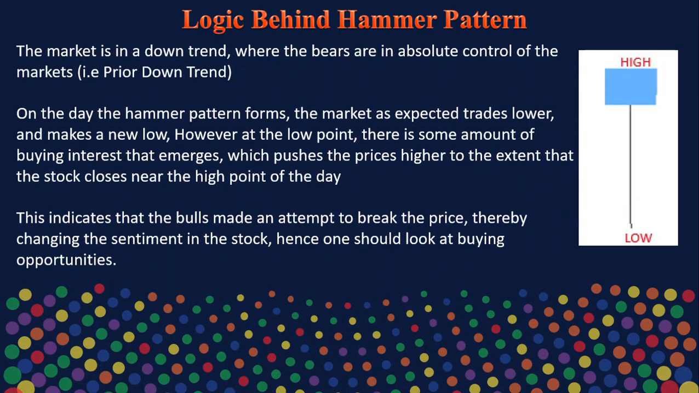The market is in a downtrend where the bears are in absolute control of the markets, that is the prior downtrend as we have seen in all the previous charts. On the day the hammer pattern forms, the market as expected trades lower and makes a new low. However, at the low point some amount of buying interest emerges, which in turn pushes the price higher to the extent the stock closes near the high point of the day. This indicates that the bulls made an attempt to break the price, thereby changing the sentiment in the stock. Hence, one should look at buying opportunities.